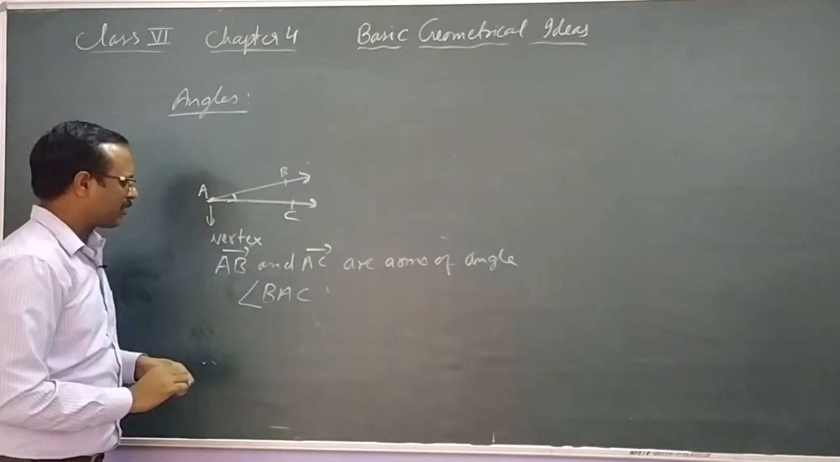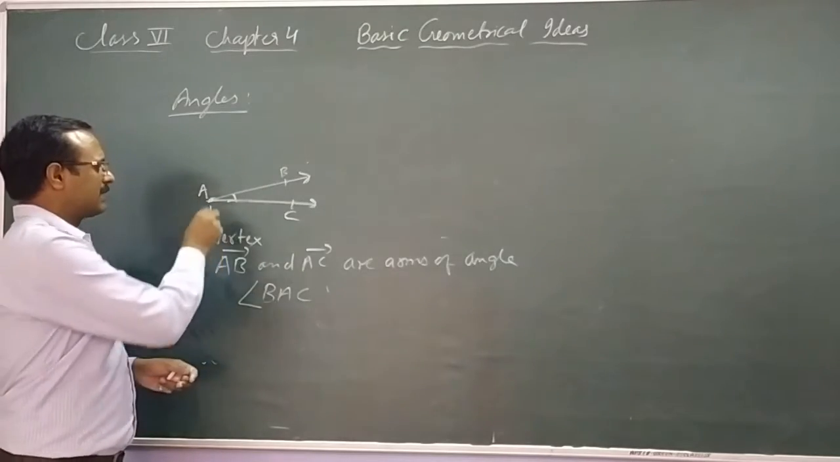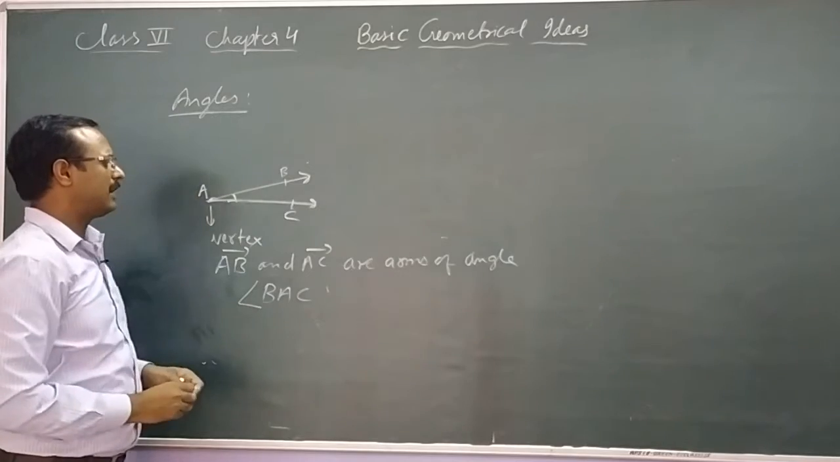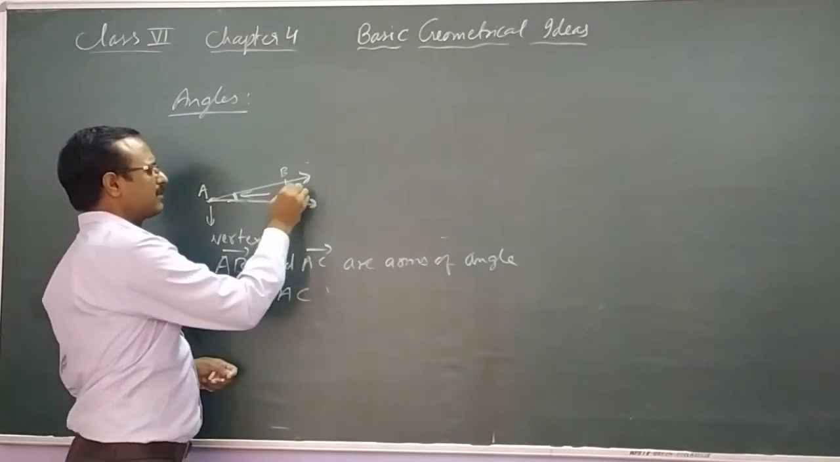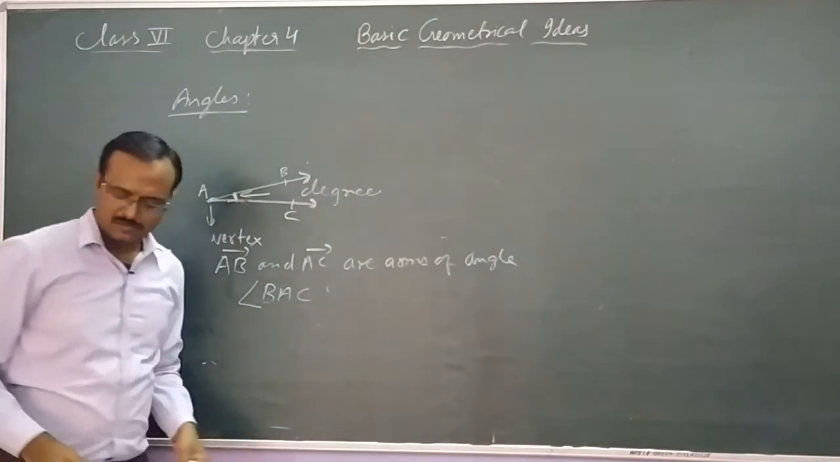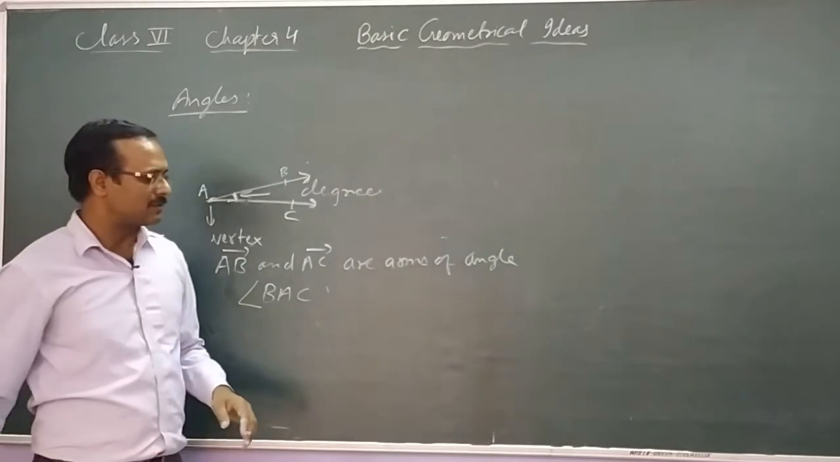So what are the components of angles? It contains arm AB, it contains arm AC, it also has a vertex A, and there will be some measurement of this angle, and it will be given in degree measurement. So this was about the angle. Now let us see the regions of angle.